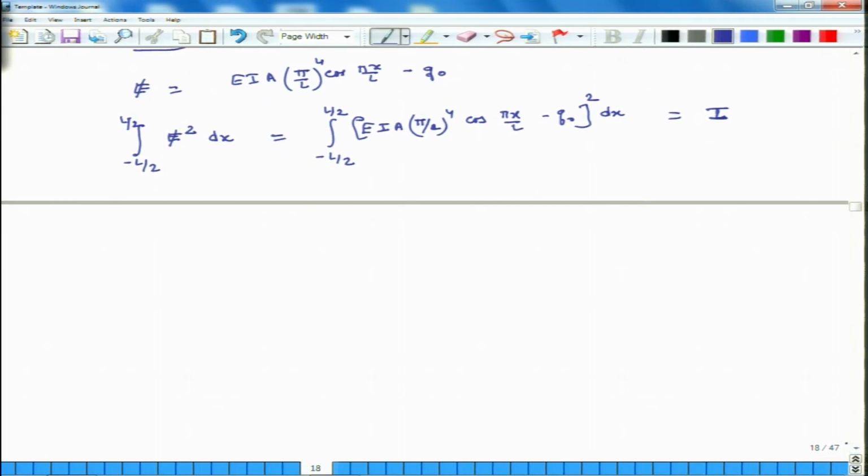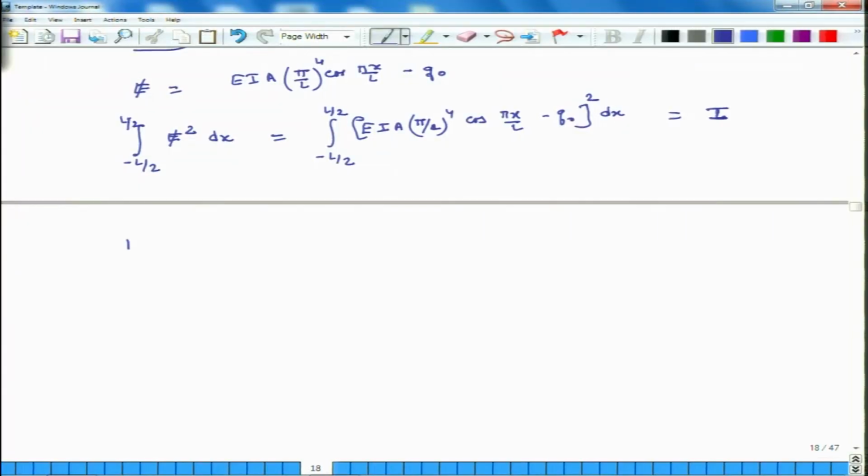Now, I want to minimize this integral I. Suppose I want to minimize this integral, because if I want a good solution, then this square of error should be less. So, for minimum I, what should be the case?